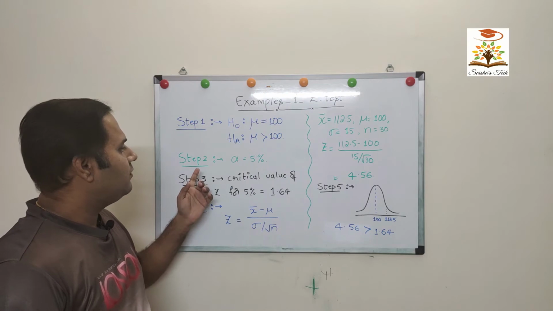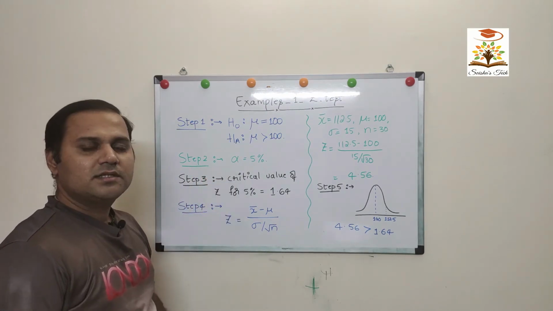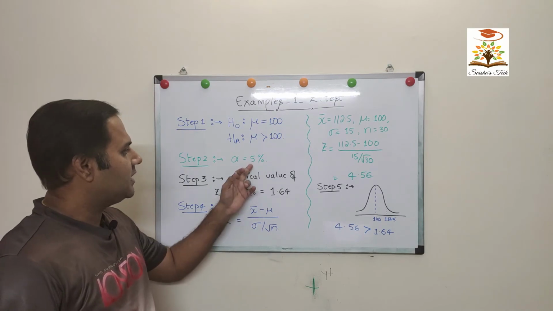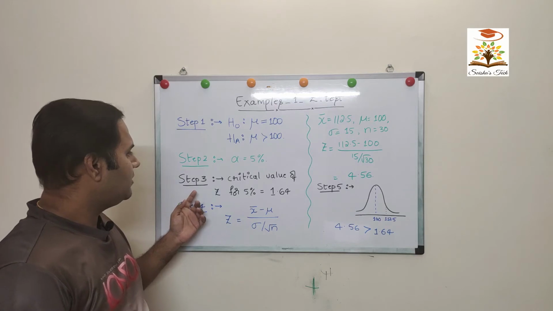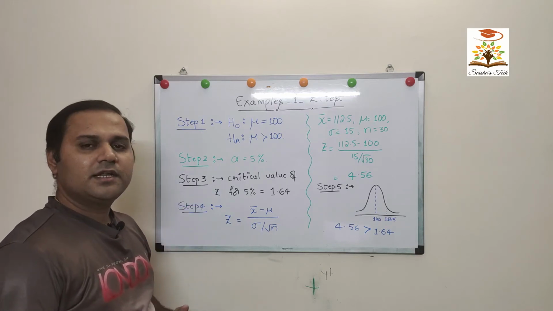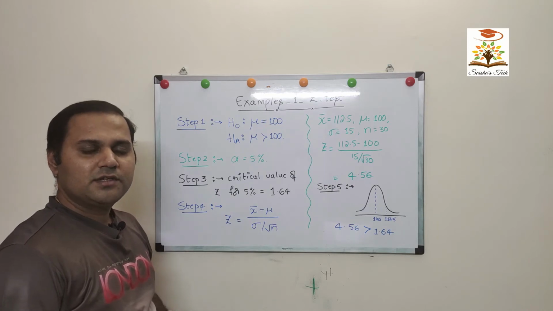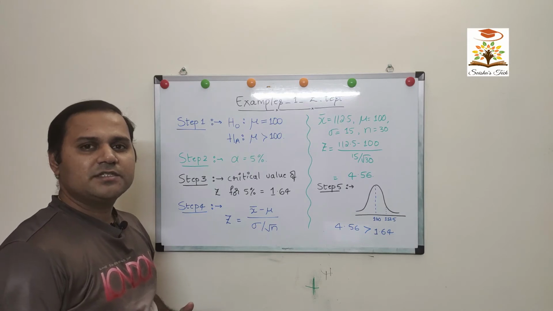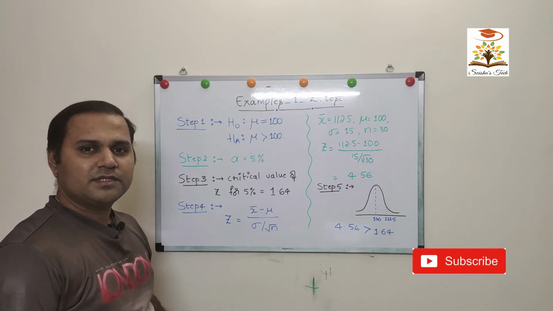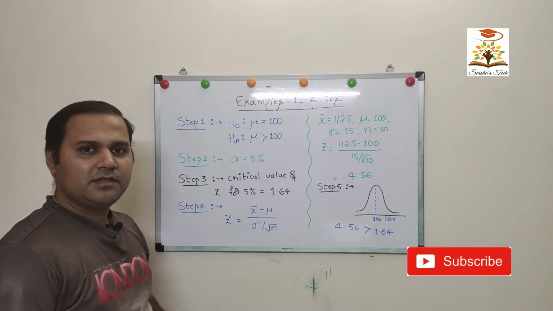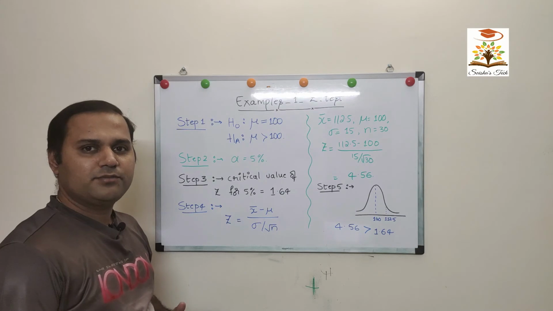In step 2, we will choose the significance level, that is alpha, which is considered as 5%. In step 3, we will extract the critical value, that is alpha for 5%, from the Z table. Let me share my screen and walk you through how to extract the value of Z from the Z table for the critical value of 5%.